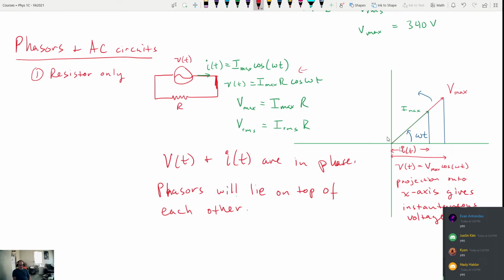Now, you may notice also that I didn't label these axes here. There's no label for the axes, and that's intentional. The axes don't have any meaning. This is kind of like a phase space where we use it to allow the phasors to rotate around, but the axes themselves don't have any meaning in this. We're not graphing things. We're just looking at how a phasor rotates in this space. All right, so in phase, current and voltage. Really simple for the resistor only.